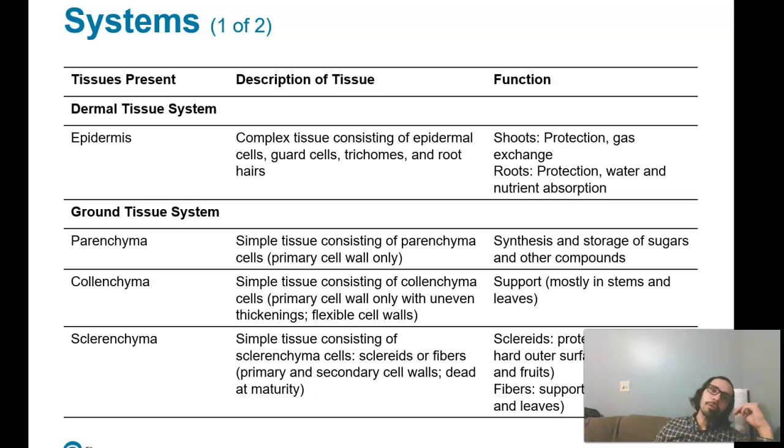And then the ground tissue system consists of several types of cells. So there's parenchyma cells, the collenchyma cell types, and then the sclerenchyma. Okay, and those have their own functions. Parenchyma is mainly for the storage and synthesis of sugars and other compounds. The collenchyma is mainly involved in support, and the sclerenchyma is mainly involved in protection.